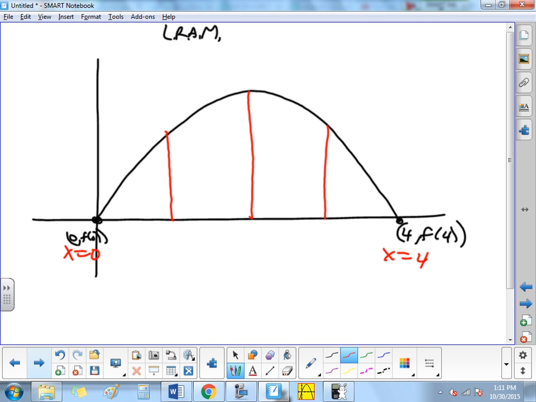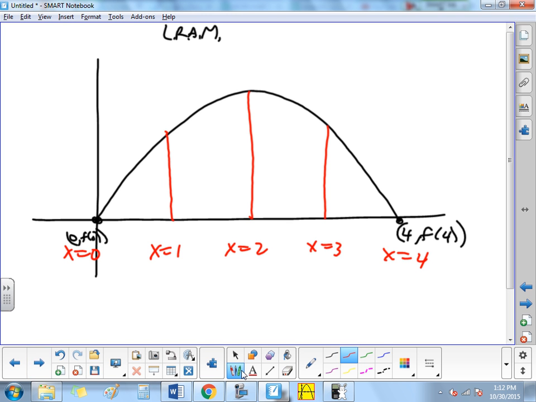So we've broken this down from 0 to 4 into 4 equal pieces. The first piece runs from x equals 0 to x equals 1. The second one goes from x equals 1 to x equals 2. Then x equals 2 to x equals 3, and then x equals 3 to x equals 4. So it looks like that. That's 4 partitions. And now we're going to draw what's called left rectangles. Okay, so this is the tricky part.